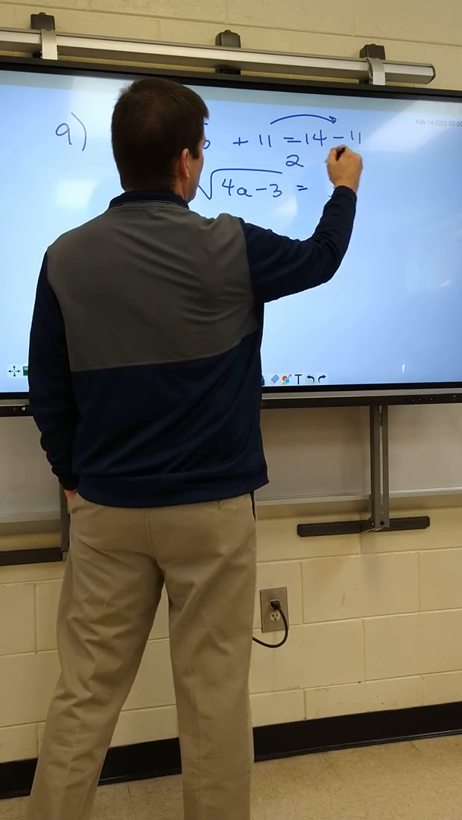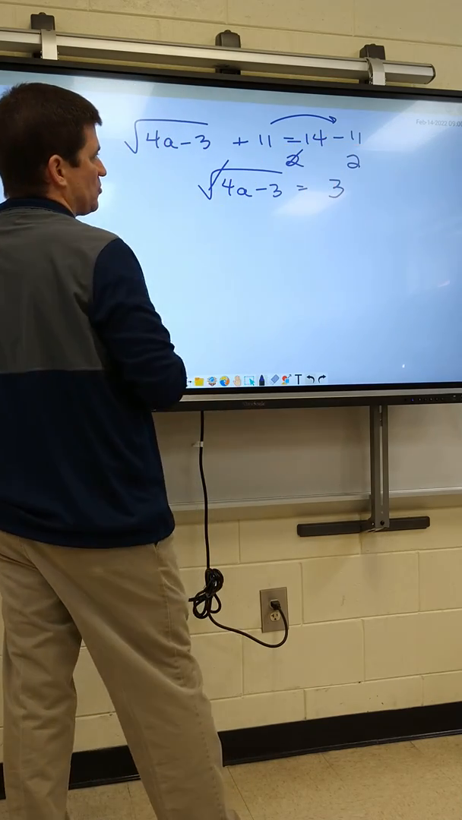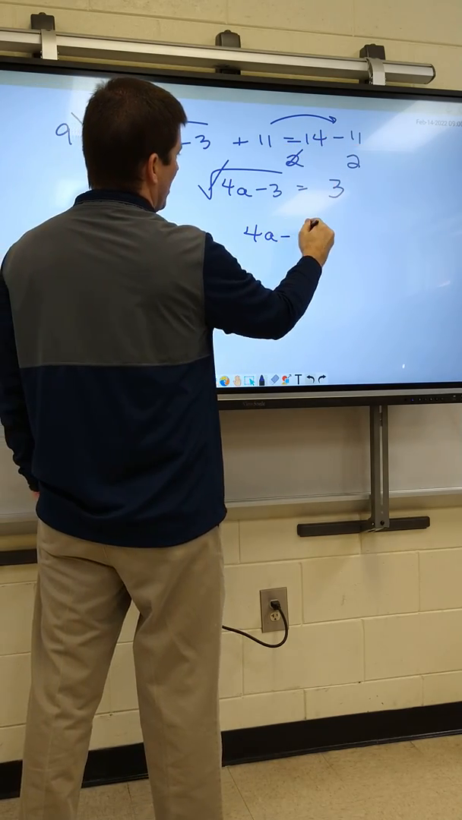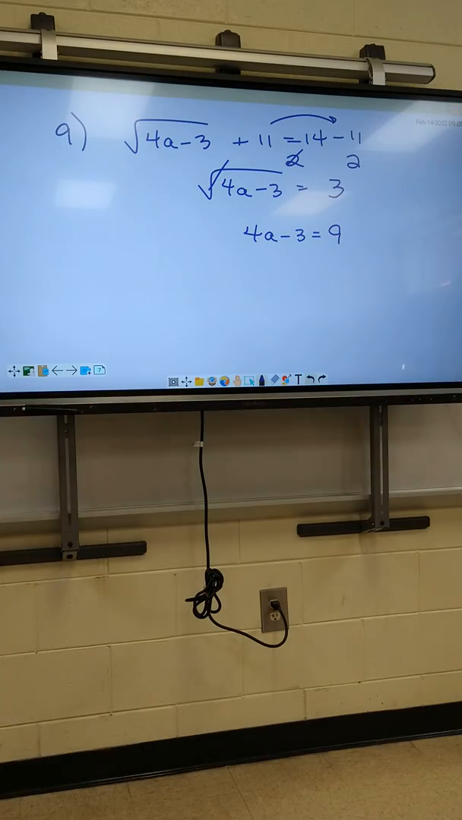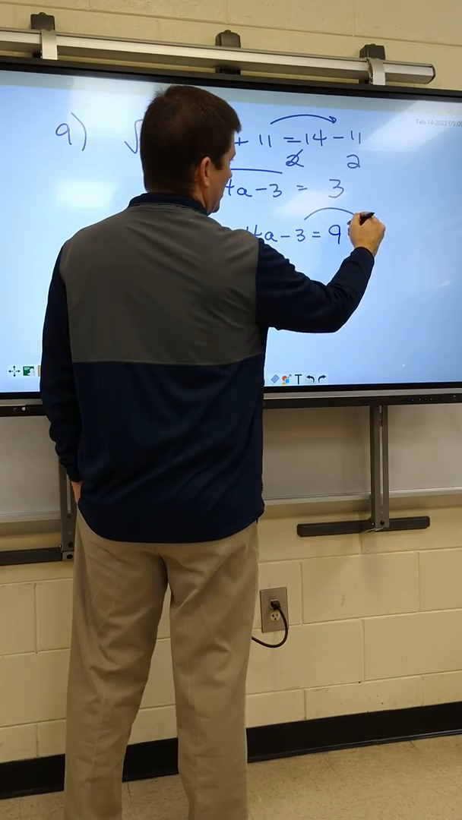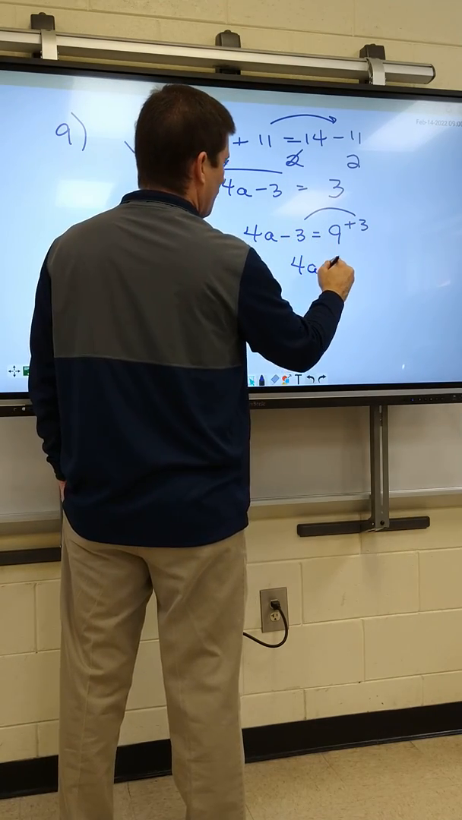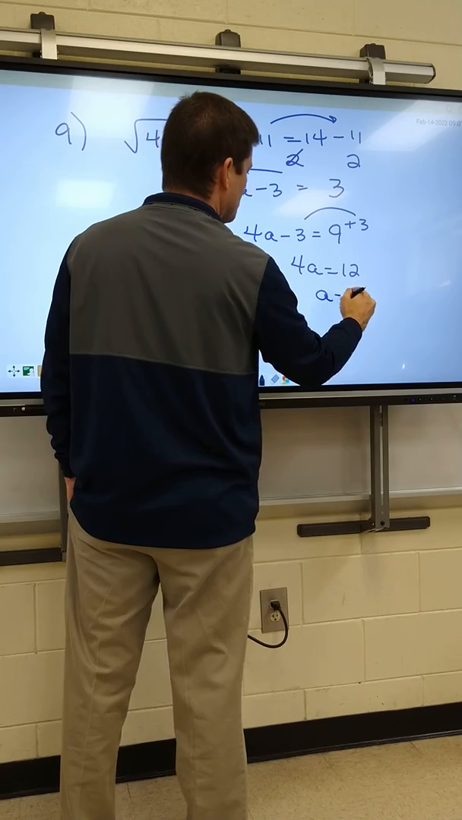Alright, so I square both sides. That takes care of the square root. 4a minus 3 equals, 3 squared gives me 9. Alright, y'all get a fraction on this one or a number? Everybody says 3. Let's see. Move minus 3 over, that's a plus 3. I got 4a equals 12, so I agree. The answer's 3.